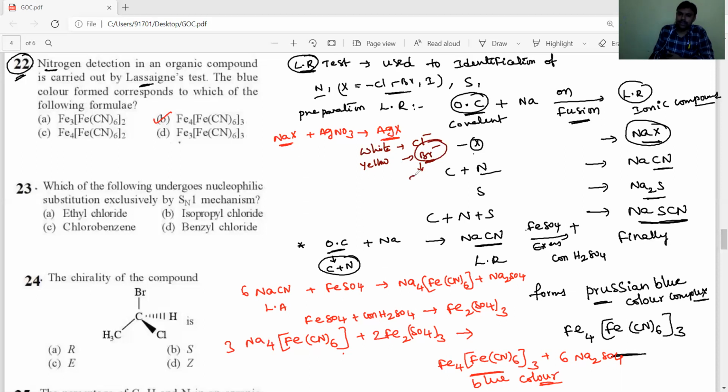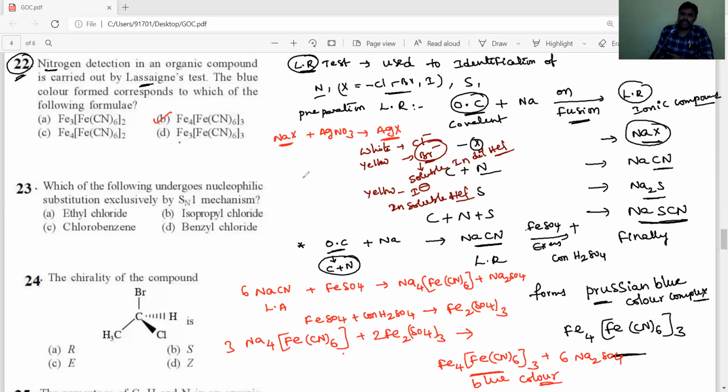Soluble in dilute HCl, then it is bromides. Or again, a yellow precipitate is formed and it is insoluble in concentrated HCl, then it is iodides. That is about the halogens identification test.